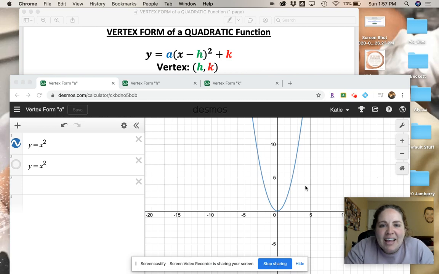Hi guys, welcome back. So we've been talking a lot about vertex and how to find it from a graph and from a table. This week, what we're going to start looking at is how do I now use that in the equation?